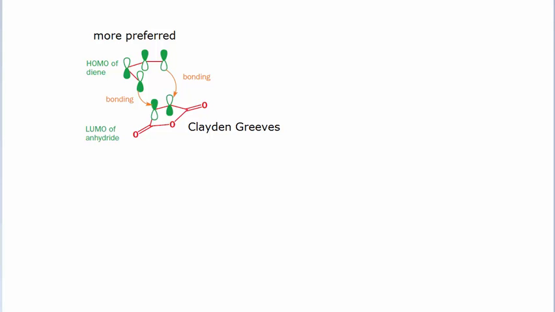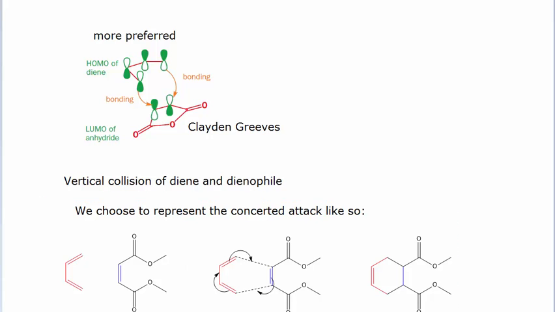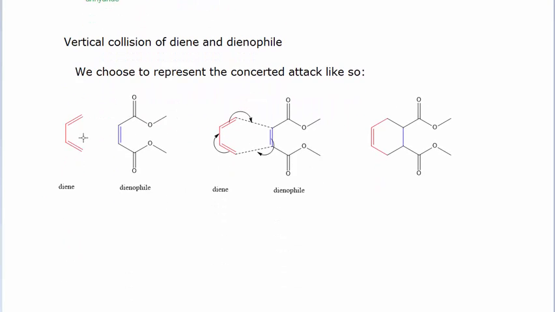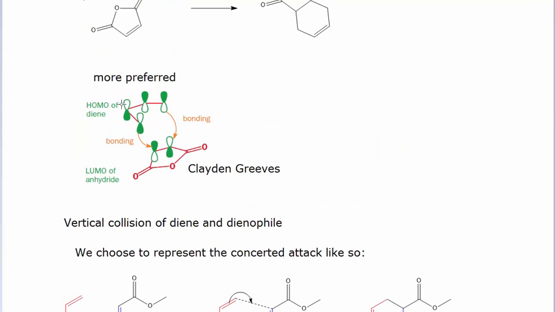So, as I said before, it is the vertical collision of the diene and dienophile. You can imagine them as two planes coming on top of each other in vertical space. How we choose to represent it is with that concerted attack, the cyclic movement of the pi electrons around in a circle. But know that this sort of implies that everything's happening in the same plane. What you need to understand is that it's actually two planes that are vertically landing on top of each other, with the HOMO of the diene interacting with the LUMO of the dienophile.